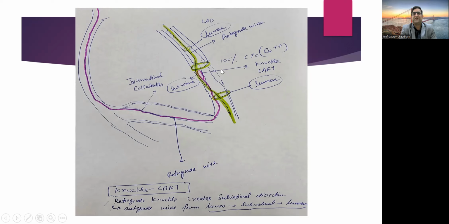In the majority of cases, the CTO is calcified. As per the latest ESC 2023 paper, if you have a calcified CTO segment and our balloons are not going or nothing is going, and it is difficult to externalize the retrograde microcatheter, then of course we should use this knuckle CART.